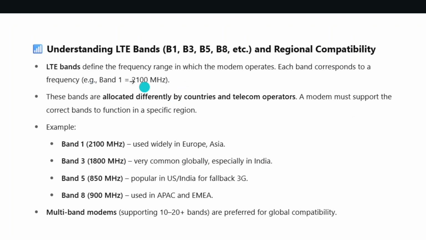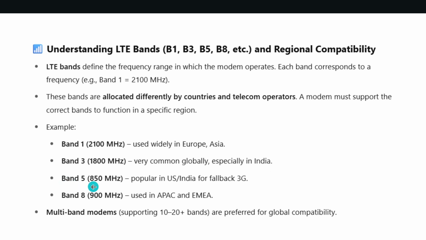So let's first start with the LTE band. Now for LTE bands, you have band 1, band 3, band 5, band 8. Band 1 is widely used in Europe and Asia. Band 3, which is 1800 megahertz, is very common globally, and this is especially used in India.